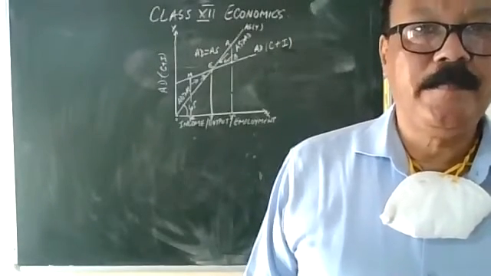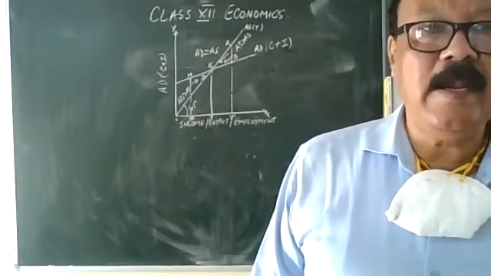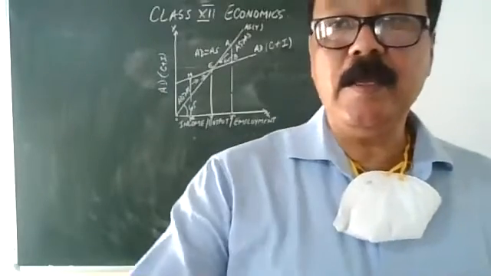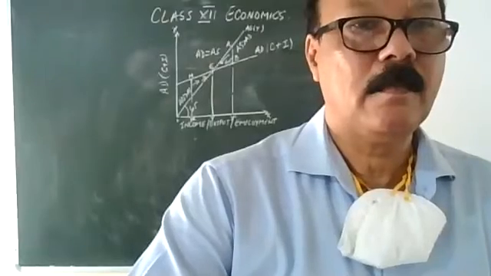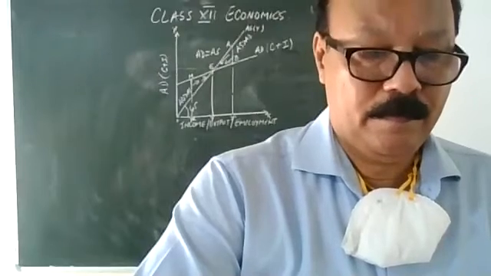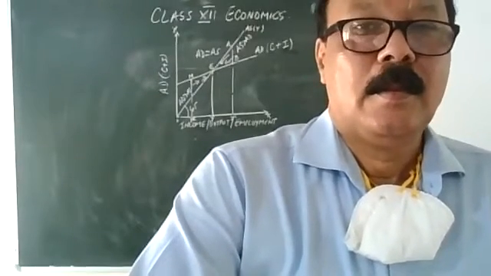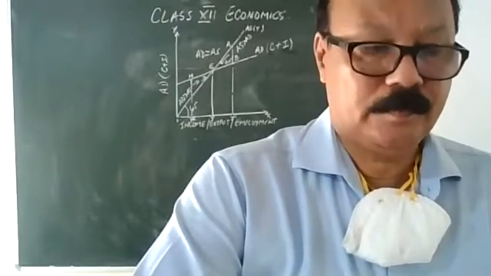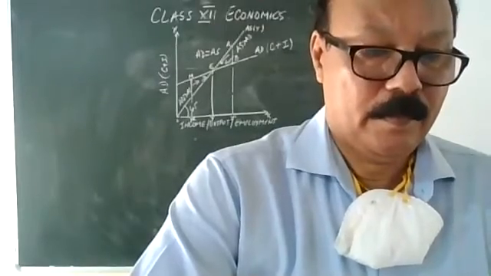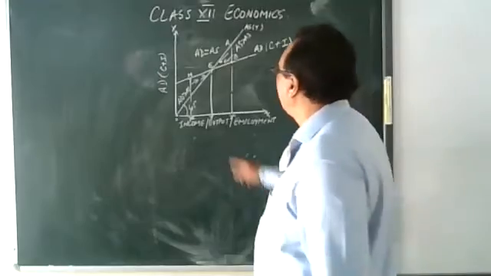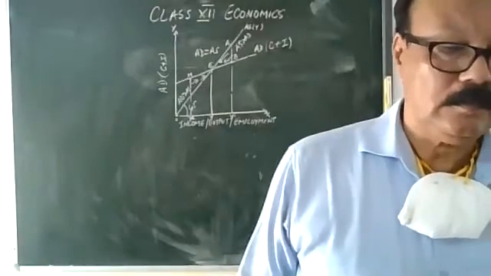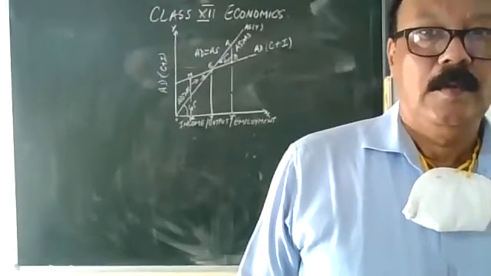In this case, there will be a tendency of increase in production and national income till it reaches the equilibrium level of income at which AD equals AS. Is that okay, children?